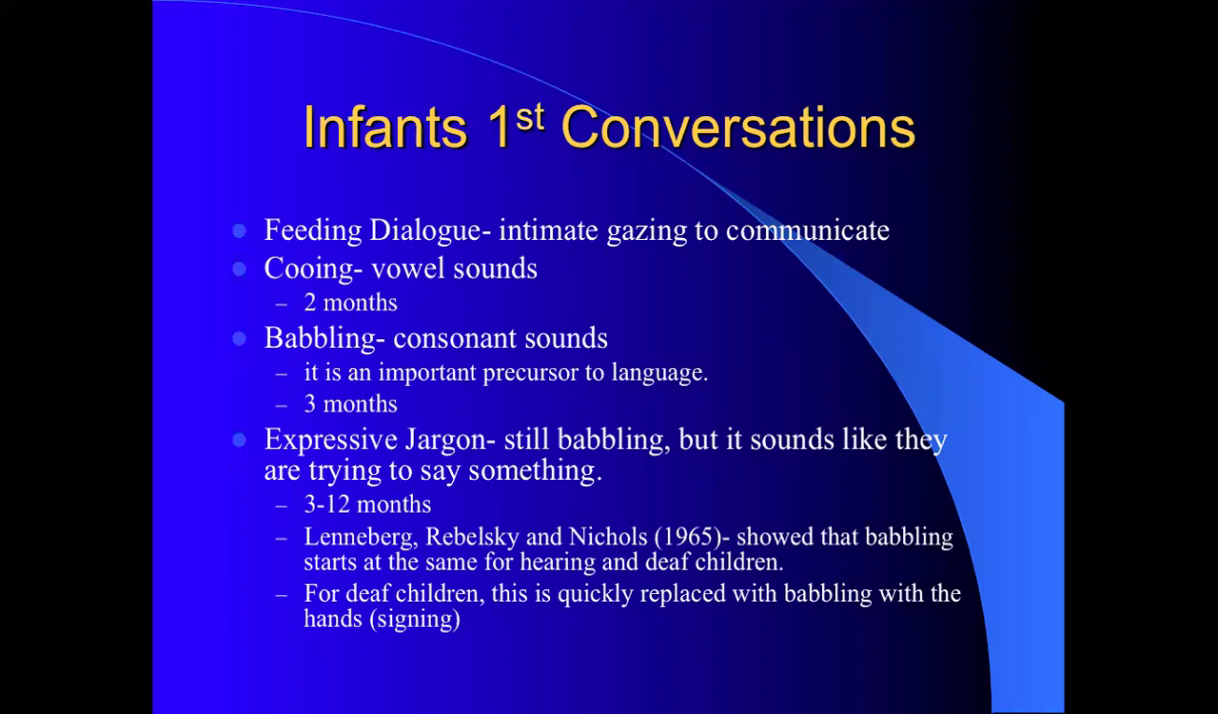Cooing happens slightly before babbling. And as I described, it's the repetition of vowel sounds. So if a baby coos, you're going to hear them say ooh ooh ooh, right? So any number of the vowel sounds, and they're going to do it repetitively. Now, cooing starts first, then babbling occurs. Babbling is when you have a consonant added to it.